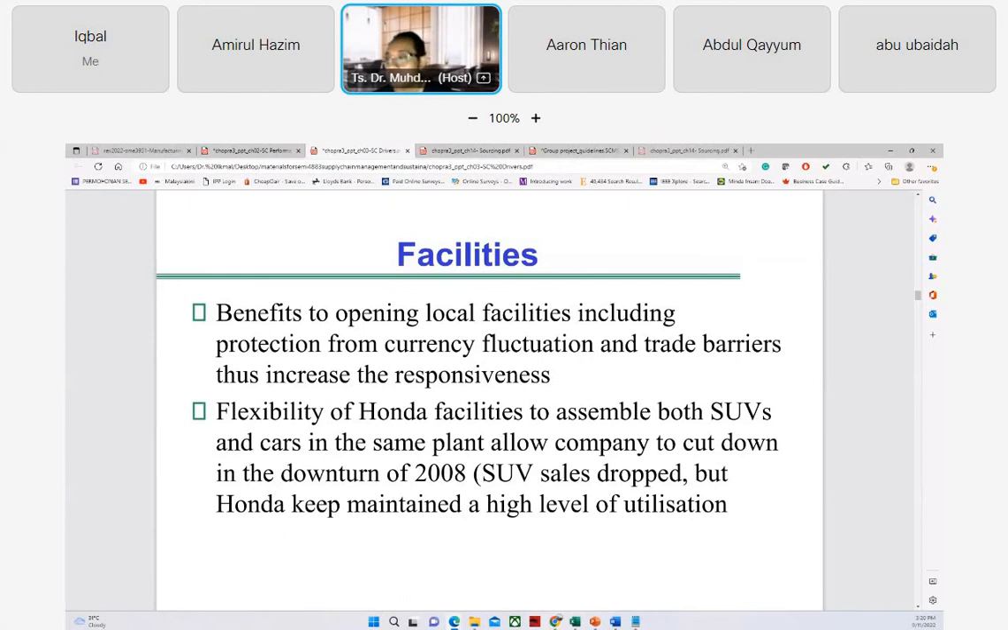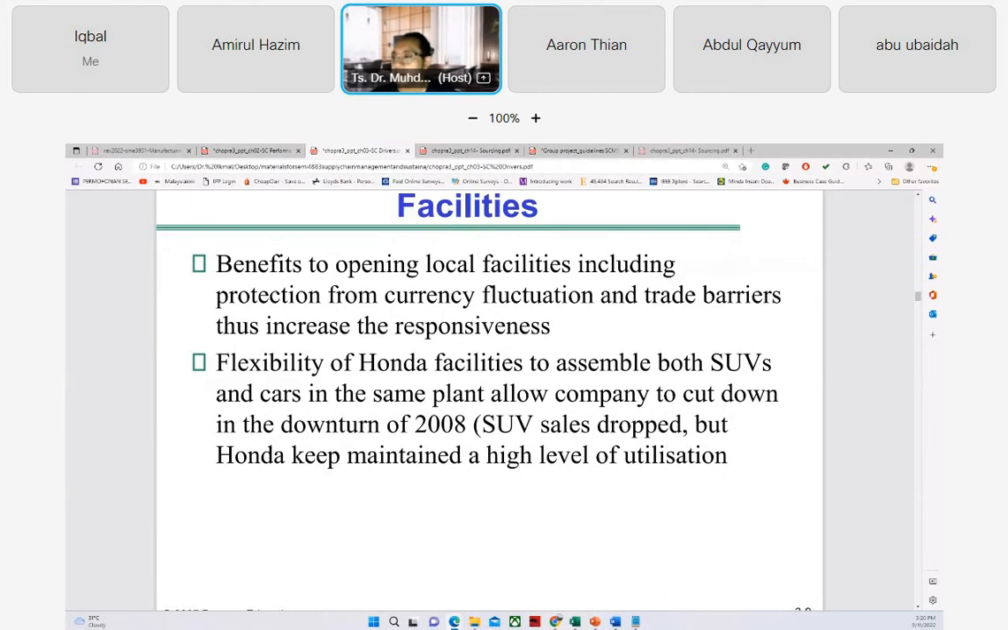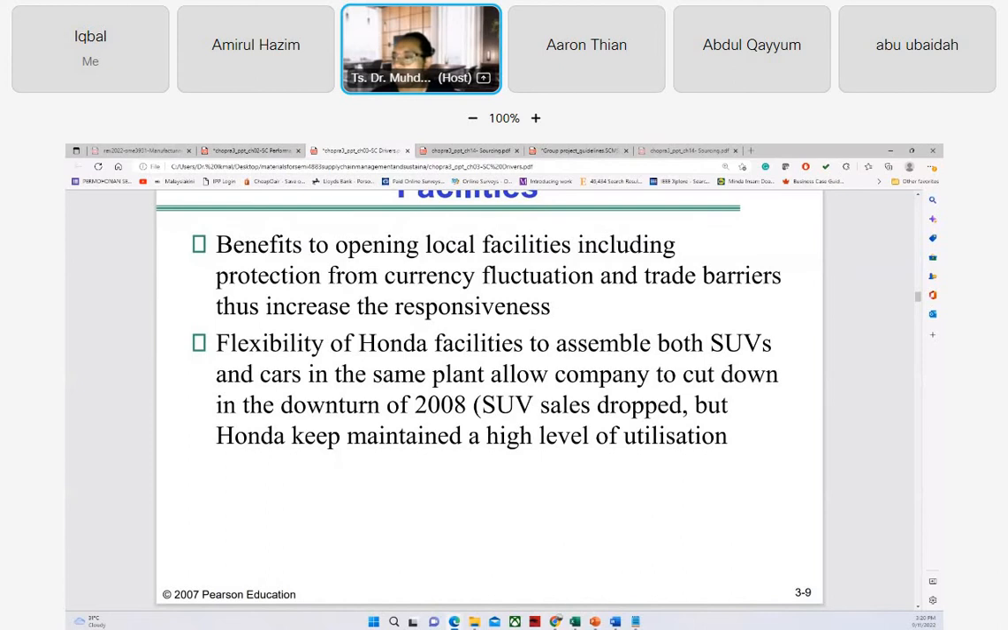Part of the regions in Asia. All right. So flexible Honda facilities to assemble both SUVs and cars in the same plant allowed the company to cope with the downturn of 2008. SUV sales dropped, but Honda maintained a high level of utilization. So one factory can now produce many types and sizes of cars.